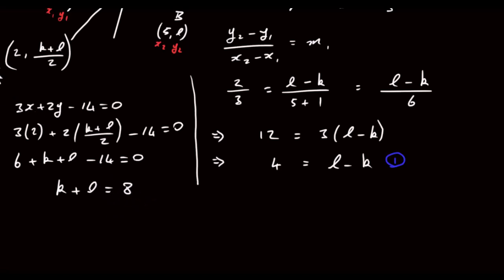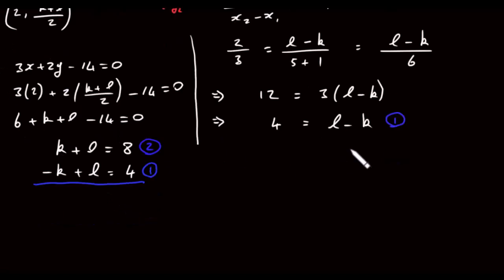Okay, so that's equation number 2. So let's put our 2 equations together. So here we have minus k plus L. I just put a minus k first, and the plus L is equal to 4. That's equation number 1. I'm just going to put a line under these and add them. So what we get here is that the k's will cancel. We get 2L is equal to 12. That gives me L is equal to 6. So there's my first answer.